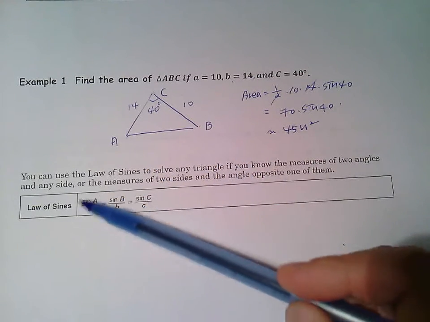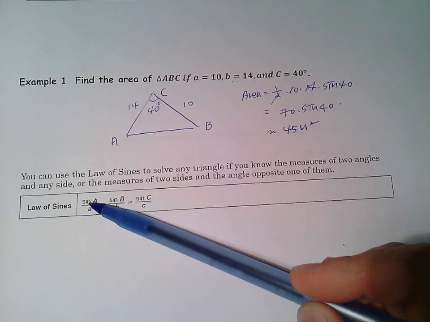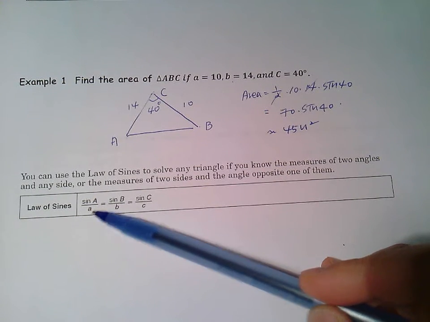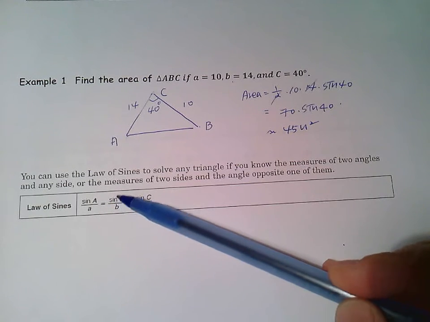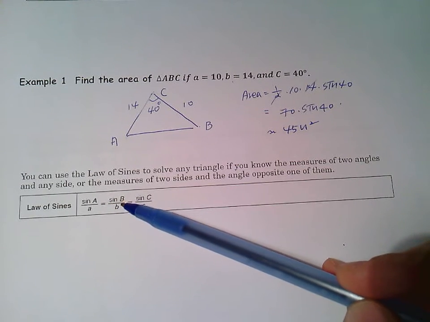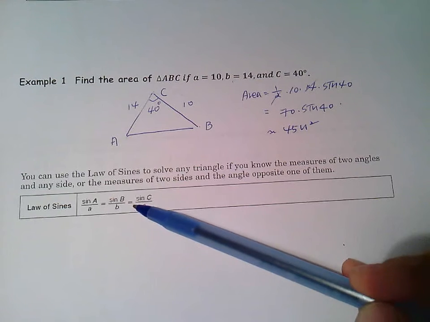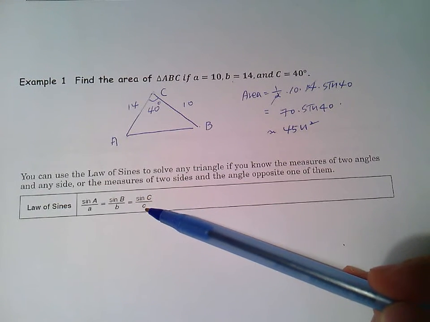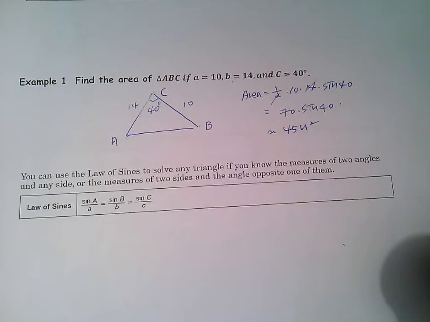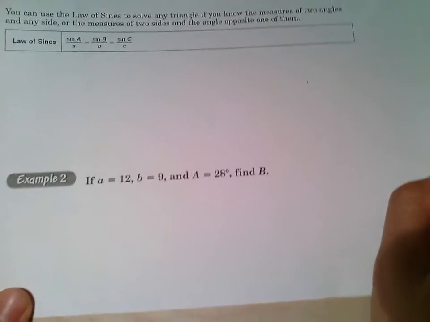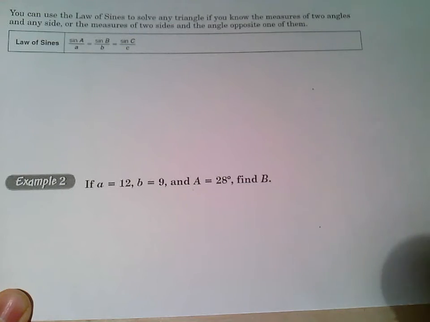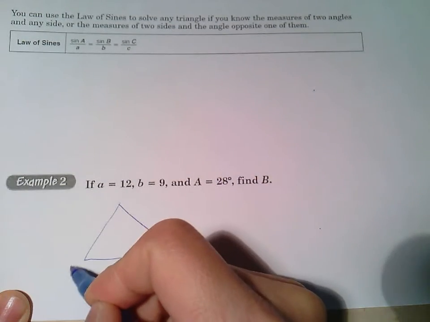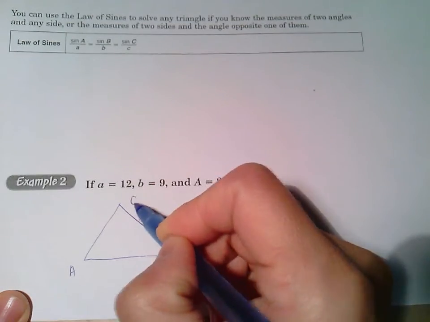So which means the ratio of the sine of A over the corresponding side A is equal to the ratio of the sine of B to the corresponding side B, which is equal to the ratio of the sine of C over the corresponding side C. So now, let's use this. Let me draw a triangle.